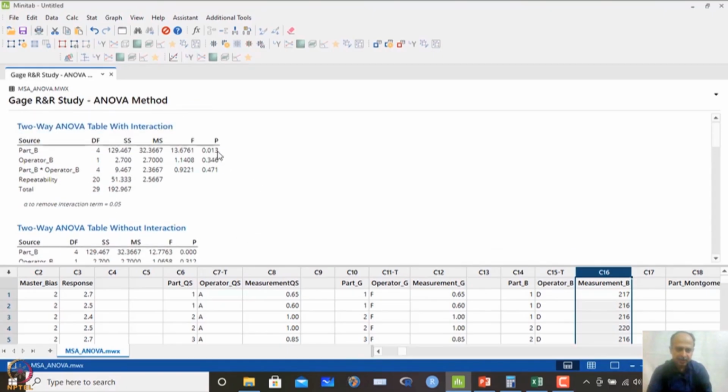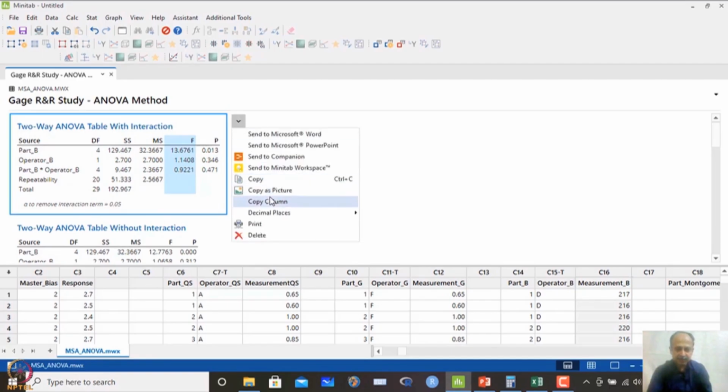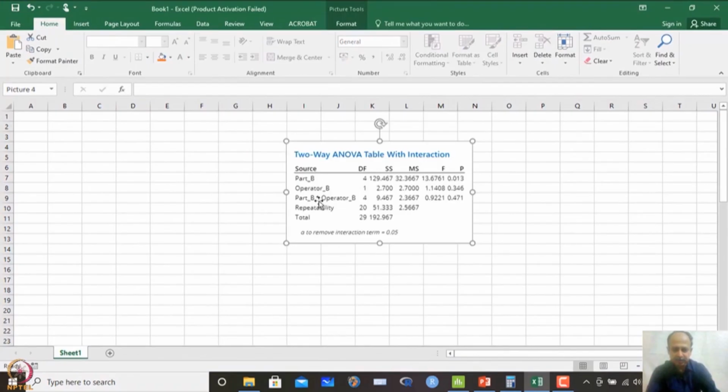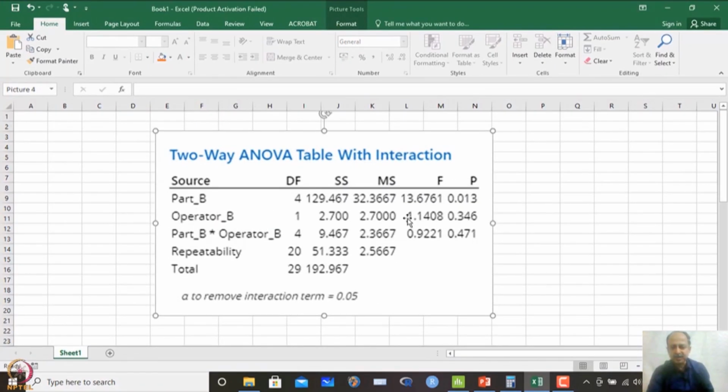What happens in this case is that part to part variation is there, which is expected. Operator to operator variation is not there. If you want to see this in image form, we can paste this one and show it like this. So, part to part variation is prominent, 0.013, operator to operator is not prominent, and interaction is not there. This is a favorable situation, at least on this aspect. This is the most suitable scenario over here. But we have to see the percentage contribution.